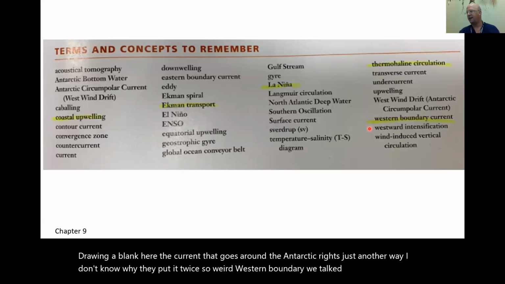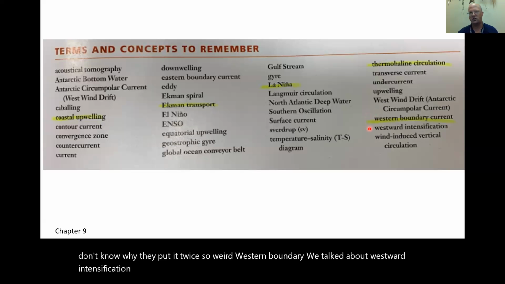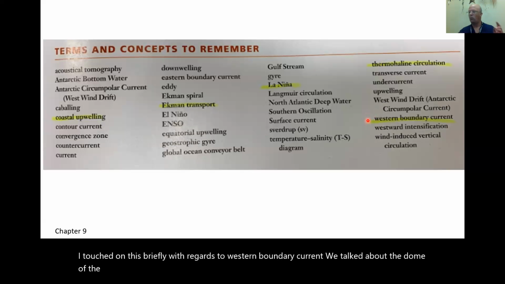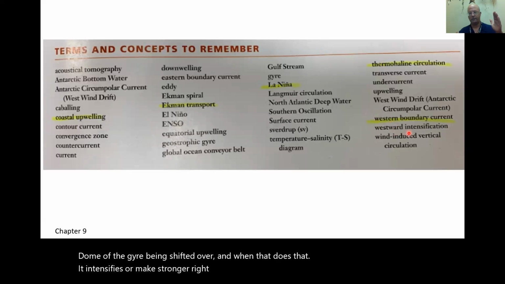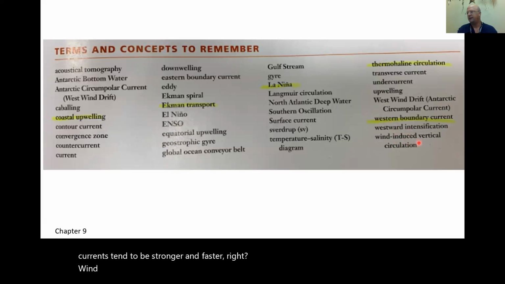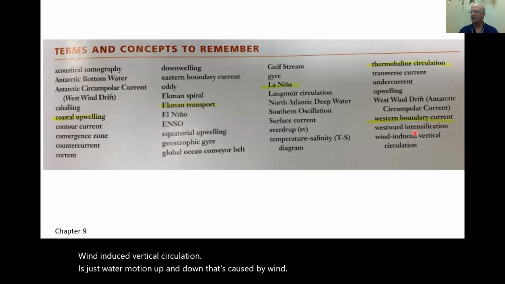Westward intensification. We kind of touched on this briefly with regards to western boundary current. We talked about the dome of the gyre being shifted over. And when that does that, it intensifies or makes stronger, right, the western flow. And that's why the western boundary currents tend to be stronger and faster, right? Wind-induced vertical circulation is just water motion up and down that's caused by wind. Nothing terribly exciting there.